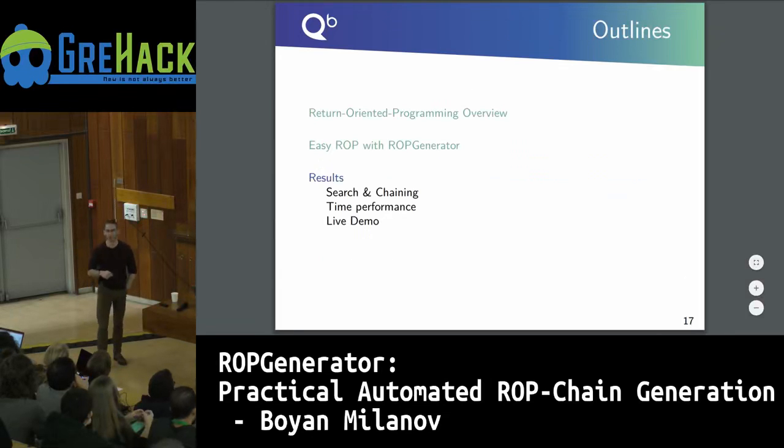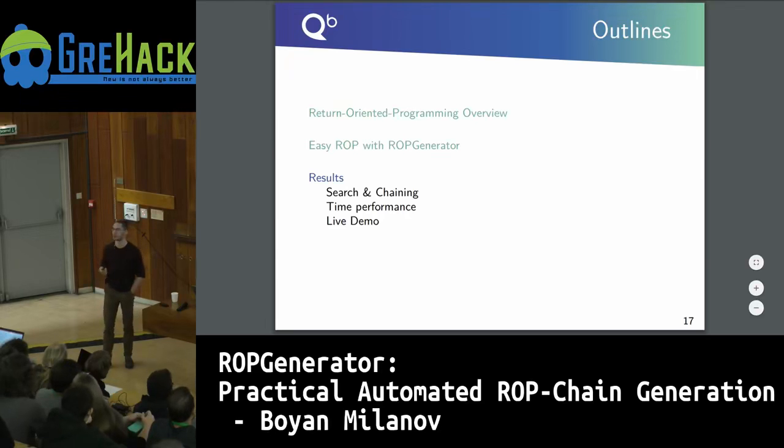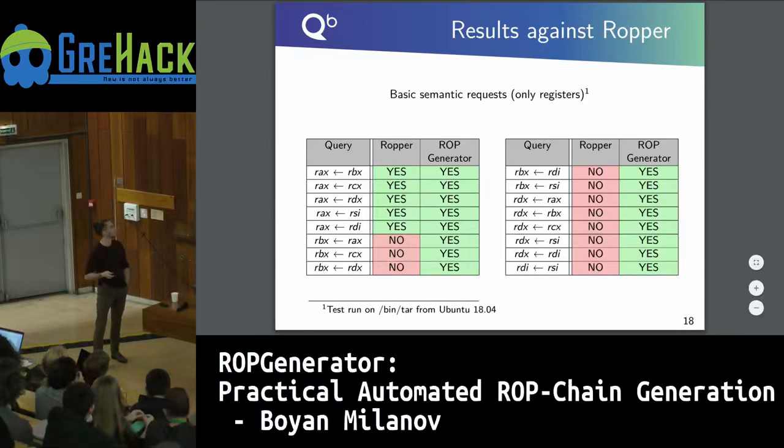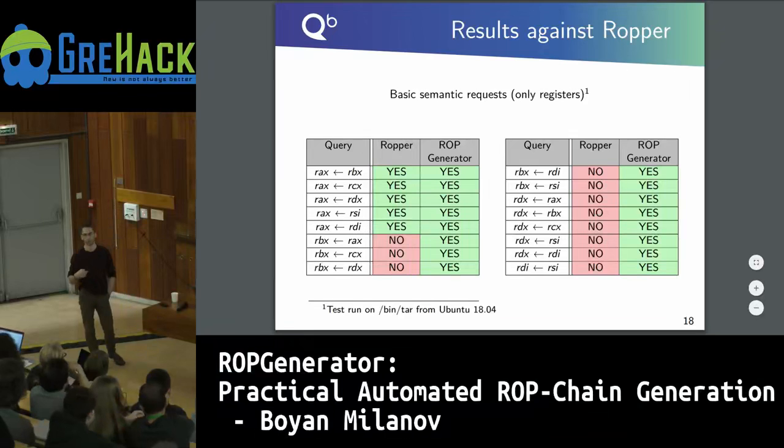Just before the demo, I want to talk about the results that we got. So I compare ROPGenerator to a state-of-the-art tool, which is called ROPer. It's the tool that has the most flexible and the richest semantic search features at the moment. And basically, I analyzed the tar program, which has about 17,000 gadgets. I had a set of semantic queries, and I gave them to each tool, to see if the tool could build a matching ROP chain or not. You can see that ROPGenerator performed much better than ROPer on queries that involve only transferring register values.